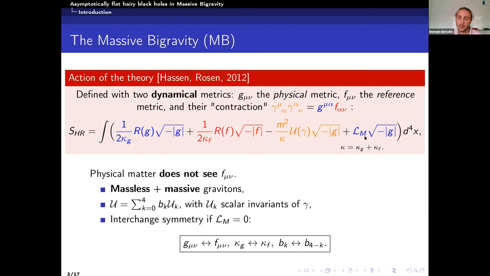Finally, we can add a matter term, but we choose to couple it to only one of the two metrics. Here, it's g_mu_nu. Therefore, physical matter does not see f_mu_nu, and this is why we call g_mu_nu the physical metric. The theory describes interacting massless and massive gravitons. The interaction potential contains five constants b_k, which are also scalar invariants of the tensor gamma. It is a special construction to make the theory ghost-free. Finally, in vacuum, we have an interchange symmetry: if we interchange the two metrics, the two gravitational couplings, and the five constants b_k.